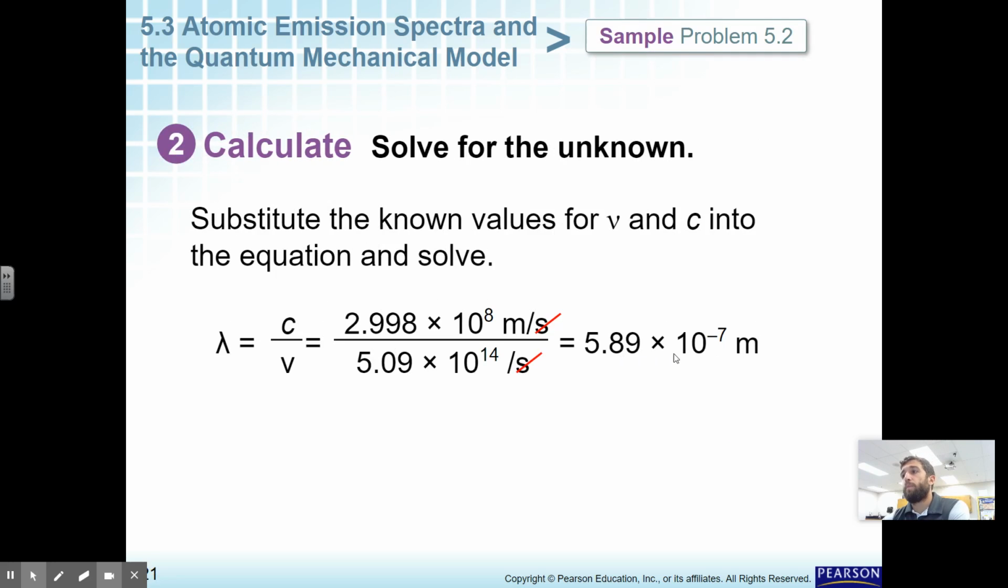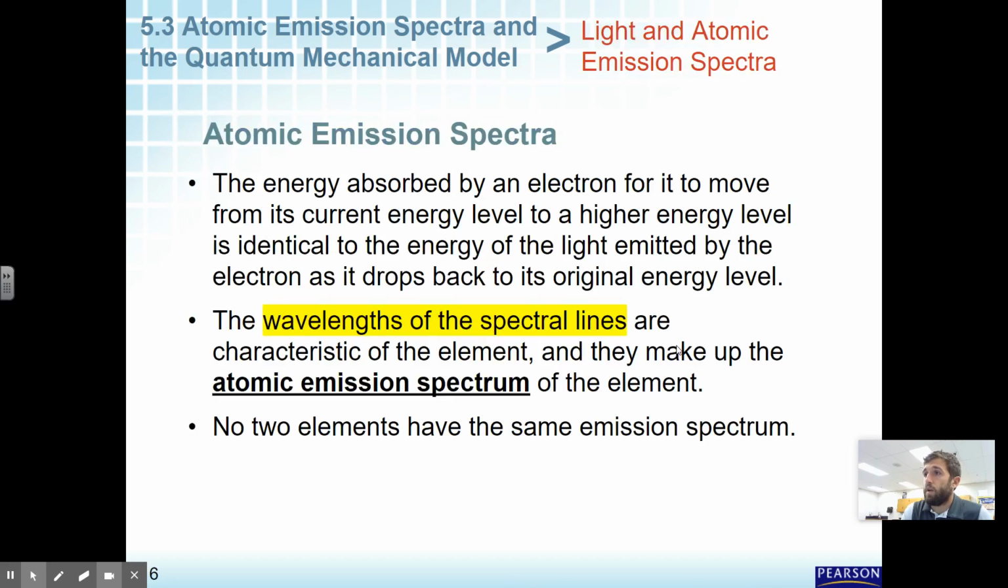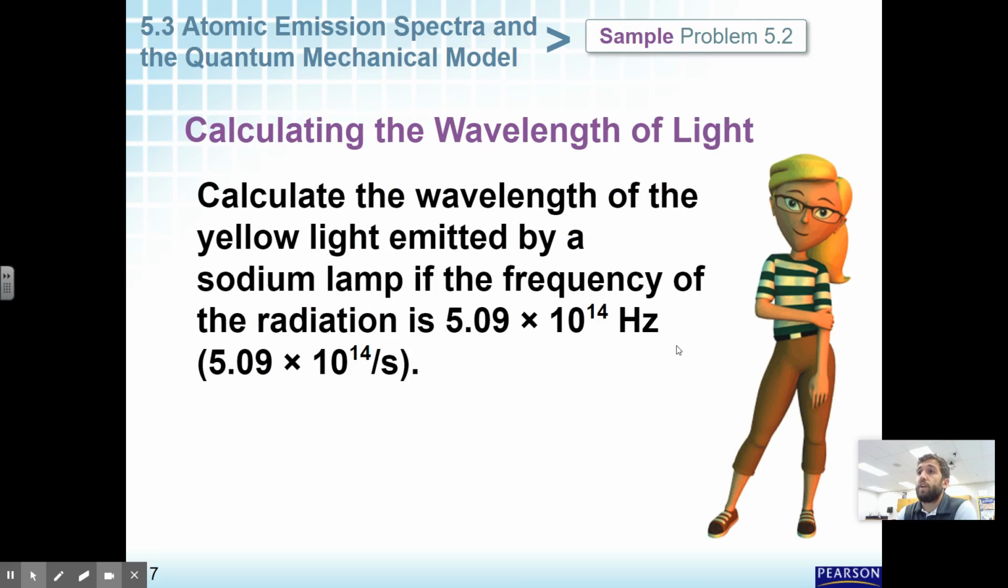5.89 times 10 to the negative 7 meters is 589 nanometers. Remember that: 589 nanometers. So the wavelength of a yellow light, according to this question, was 589 nanometers.